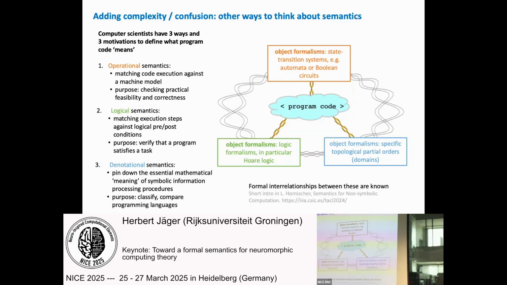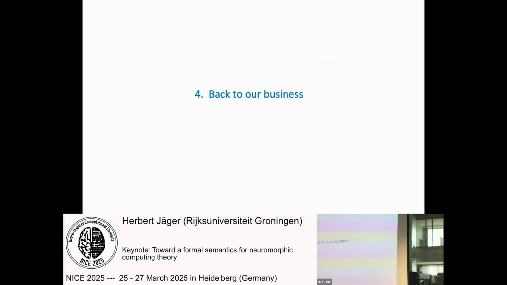Okay. Yeah, so these different sorts of semantics are also related to each other. And the modern textbook theory on computer science knows how to relate these things to each other. There's a very readable, very short intro to this in this paper by Leon Hornischer, whom I owe a lot.